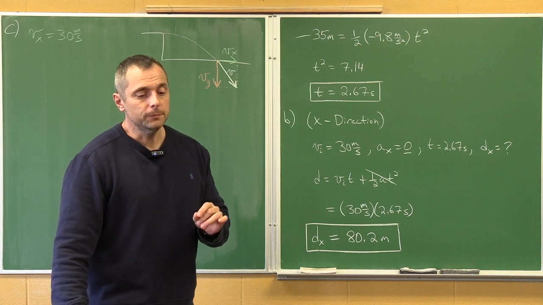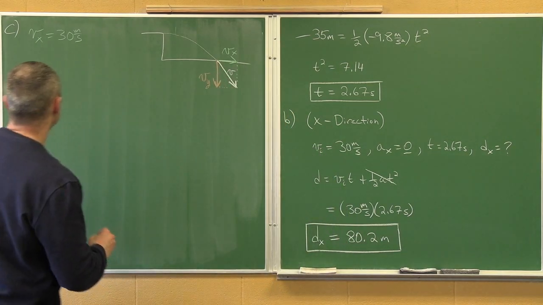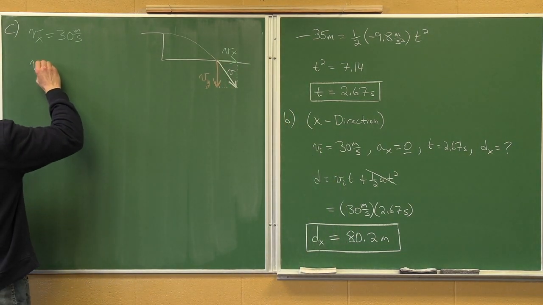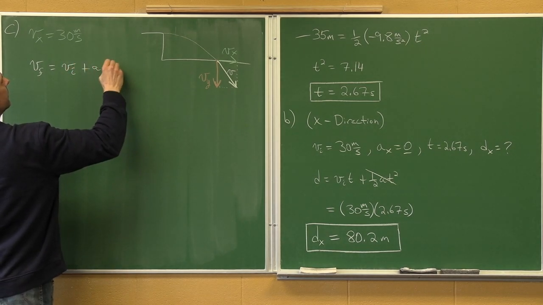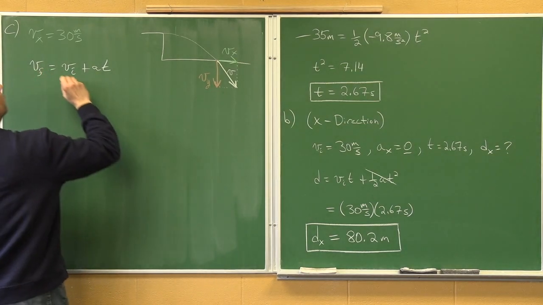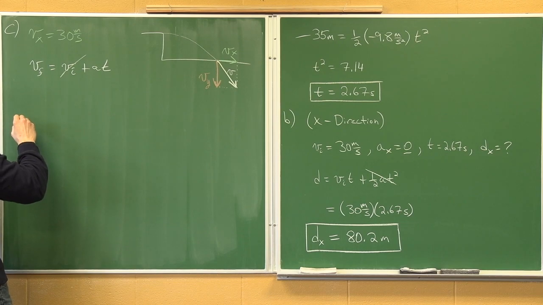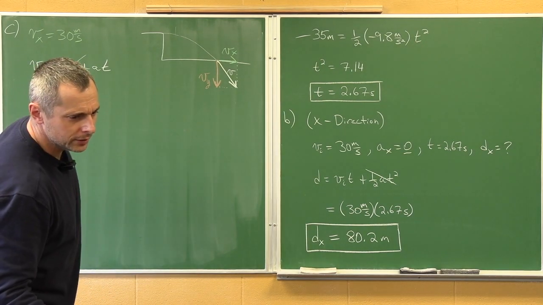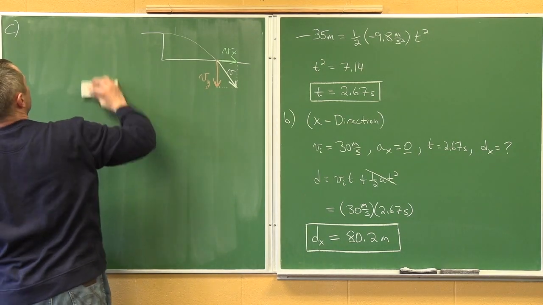So what I have to do is basically solve out from this: V final equals V initial plus AT. Now remember, the VI was not 30. That was for the x. For the y, it was 0. I'm in the y direction here, right? So maybe I should have done this differently. Hopefully I didn't mess you up too much.